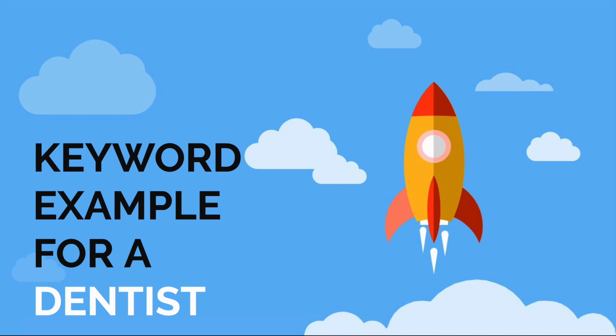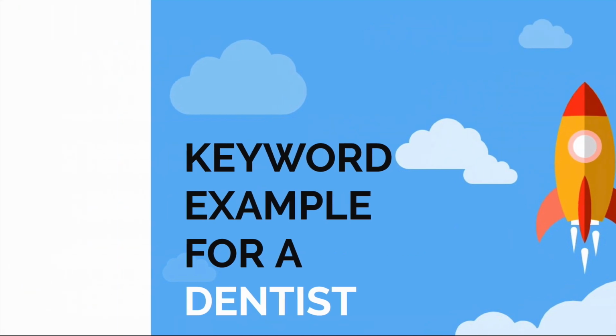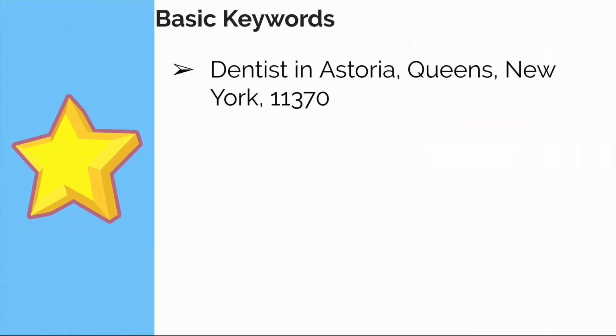In this video, I'll show you an example of keywords that you might come up with if you're doing your own keyword research, and I'll show you the example for a common business that's a dentist office. So some of the basic keywords are, obviously, dentist in Astoria here that I'm showing, that's the neighborhood name. Queens, Queens, New York, that's a very commonly known place, and a zip code.